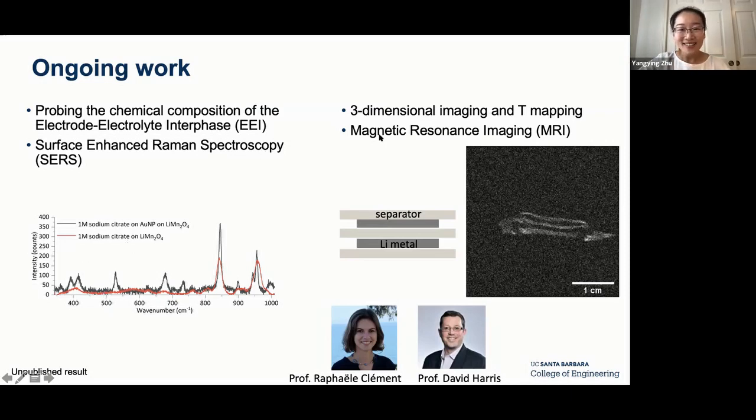We're also looking into how you can see the 3D structure of batteries using MRI, magnetic resonance imaging. The idea is that you can have lithium metal and see it under MRI, and then create different heating and cooling scenarios and see how that impacts the 3D morphology of lithium, and potentially use this for 3D temperature mapping as well when you add temperature probes into your system.